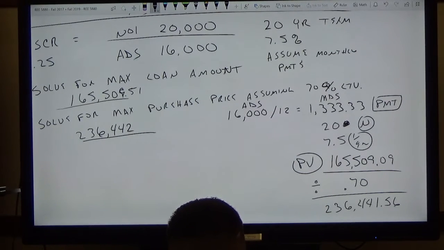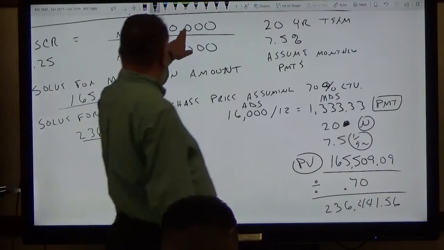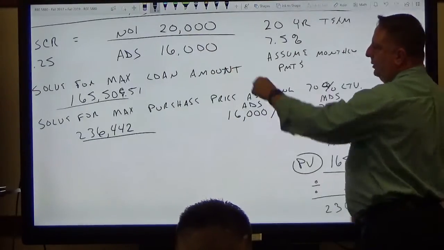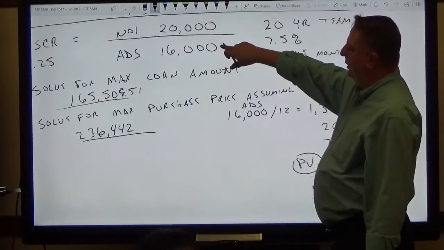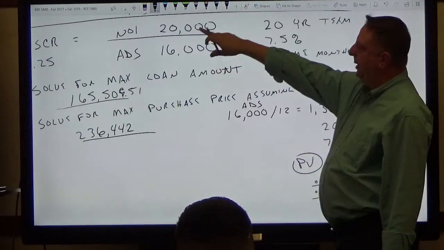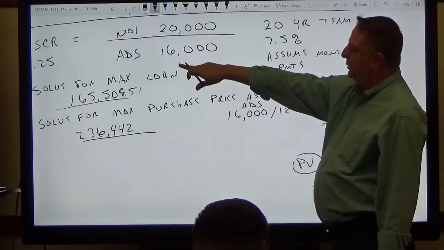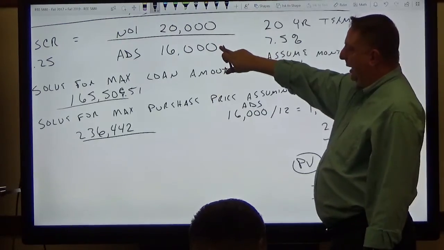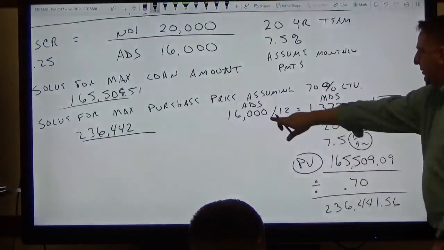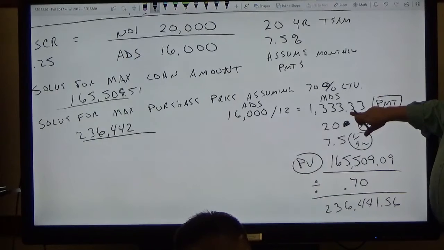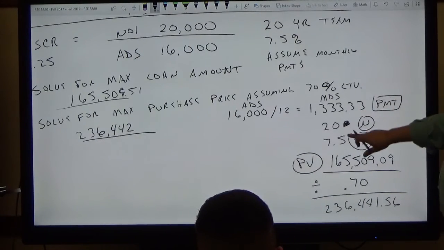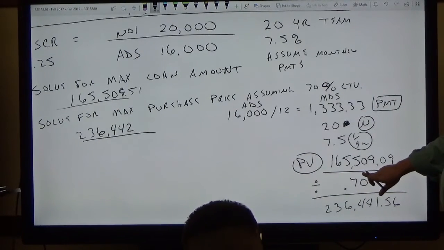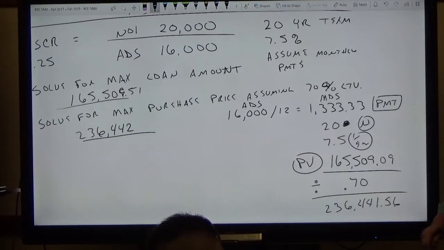Yes or no? So why are we doing the annual debt service? Because that's the number we get from doing our debt service coverage ratio calculation. We know what our net operating income is. We know what the debt service coverage ratio is. We have to solve for the annual debt service, and then use that to get to our monthly debt service, or monthly payment, to then back-solve into the loan amount, and then back-solve into the maximum purchase price.